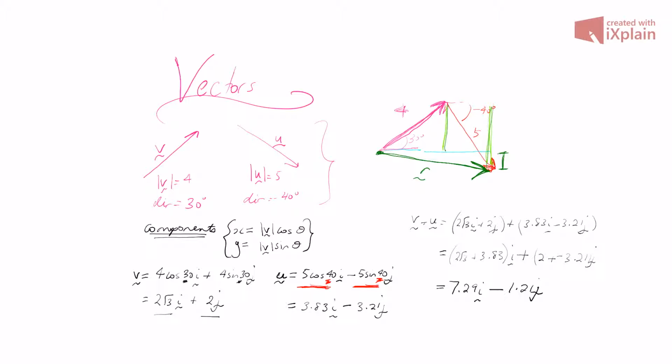I've got a really big positive x, yes, that makes sense in my picture, and I've got a tiny little bit of negative y, yes, that makes sense. So this seems reasonable. Every time you do a question, you want to ask yourself, does this seem reasonable?